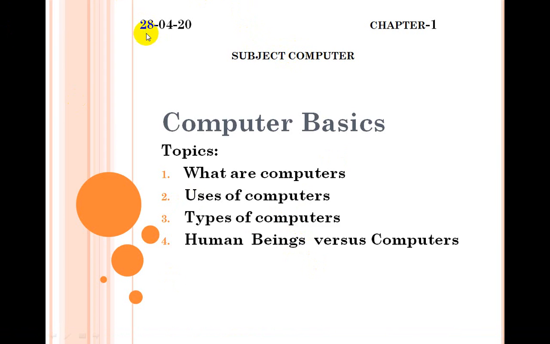And what is the date today? 28/4/20. And what is the chapter we are going to learn? That is computer basics. So what topics do we have in this chapter? That is what are computers, uses of computers, types of computers, human beings versus computers. So now let us start learning all these topics.